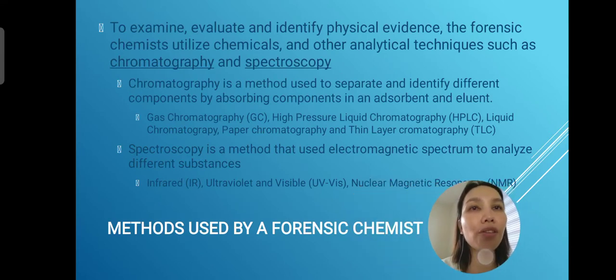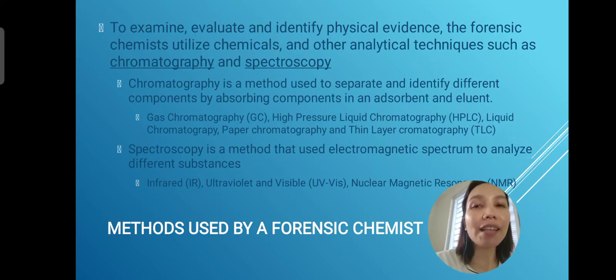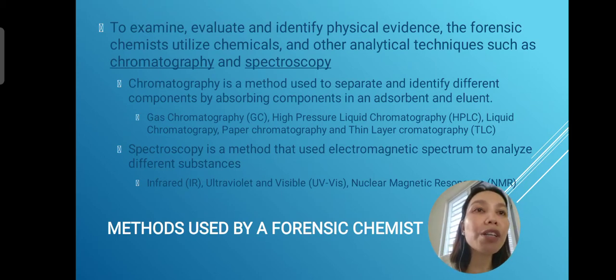So, these are the methods which are used by a forensic chemist. To examine, evaluate, and identify physical evidence, the forensic chemist utilizes chemicals and other analytical techniques such as chromatography and spectroscopy. So, chromatography is a method used to separate and identify different components by absorbing components in an adsorbent and eluent. So, yung gas chromatography or GC, high pressure liquid chromatography, HPLC, liquid chromatography, paper chromatography, and thin layer chromatography are examples of chromatography methods.